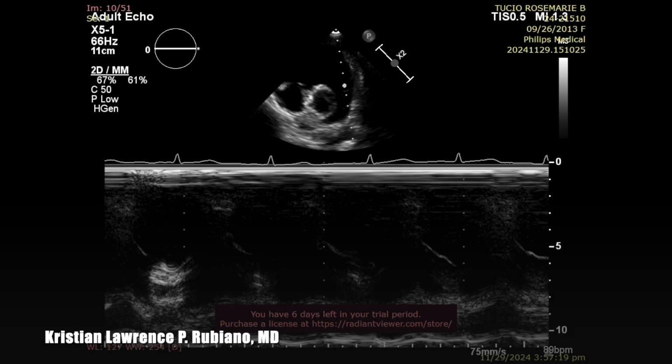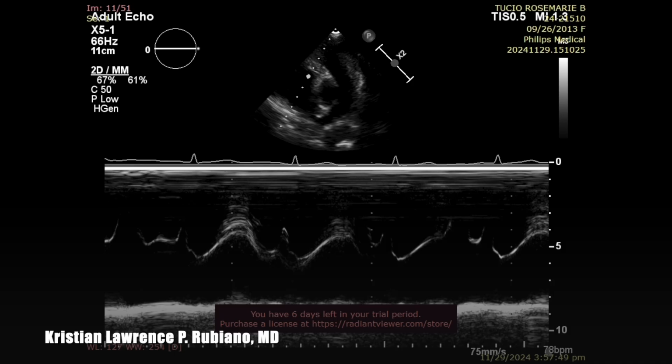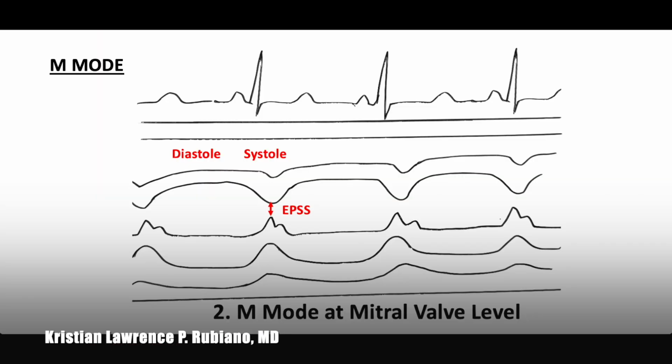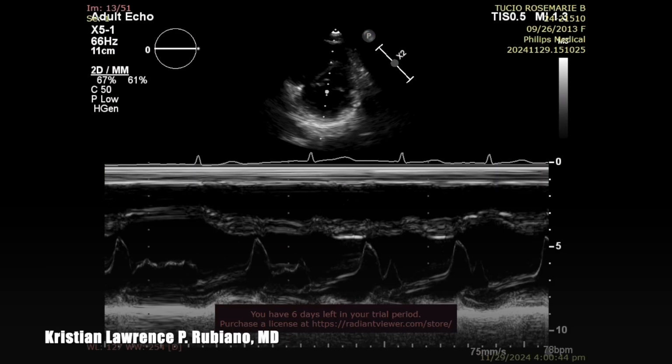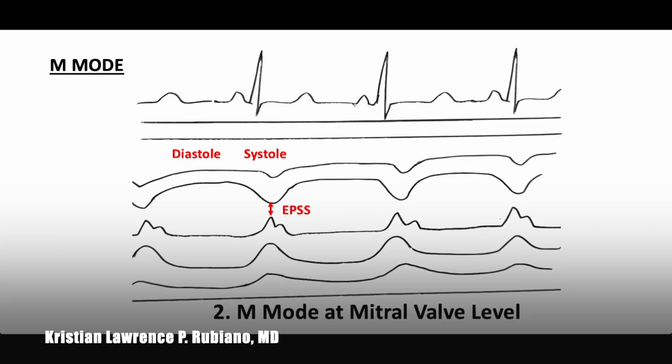Get the M mode as well at the RVOT and the RV inflow tract level at this point. At the mitral plane, get the M mode, then we can measure the endpoint septal separation, which, as we have discussed earlier, can also be taken at the parasternal long axis view. As mentioned a while ago, endpoint septal separation is an important echocardiographic measurement used to assess left ventricular systolic function. Again, normal EPSS in pediatric patients is generally less than 5 millimeters. However, some specific ranges may apply based on age.